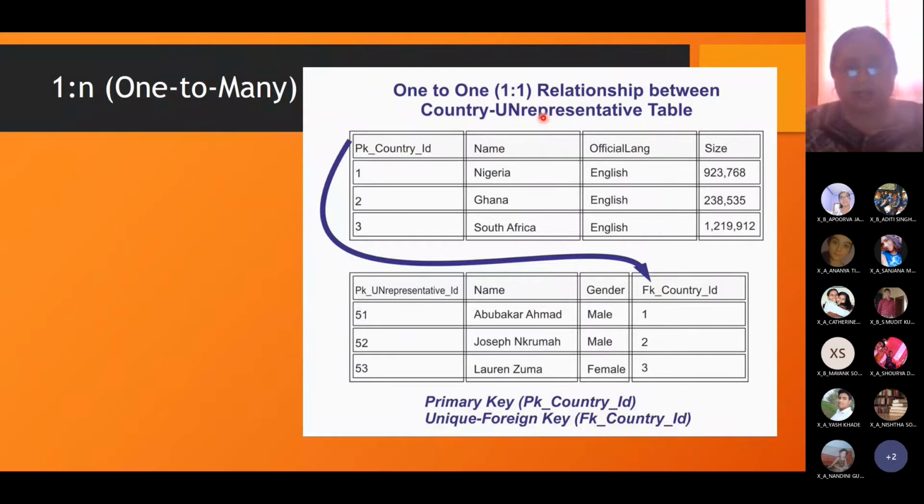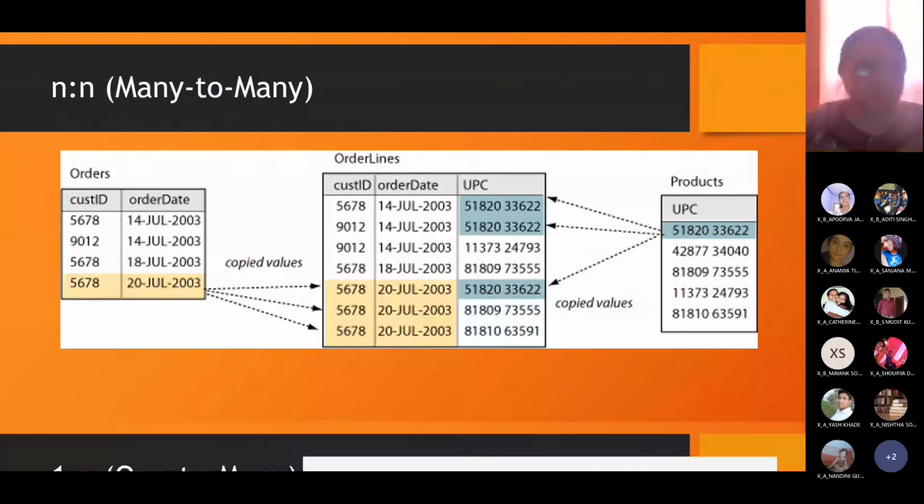Country and UN representative. Every country, now one second, one country can have multiple representatives, right? So these are the names and details of the representatives, and these are the names of the countries. So this is also a one to many relationship.